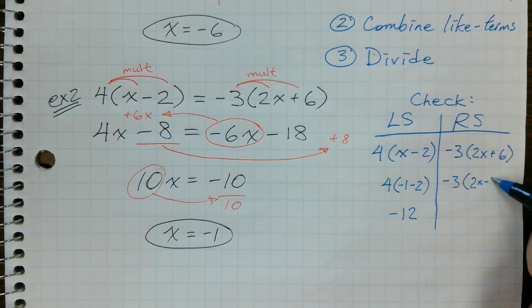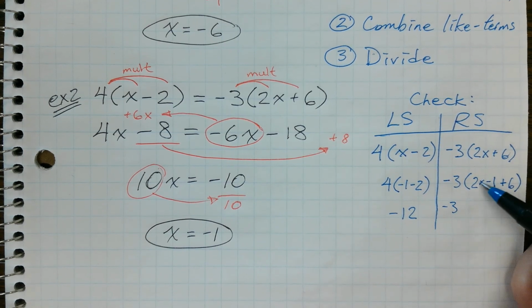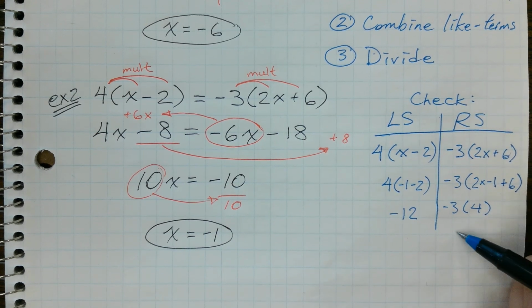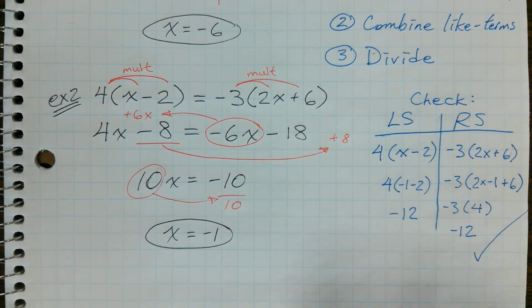2 times negative 1 plus 6. So I get negative 2 plus 6, which is 4. So negative 3 times 4, negative 12. Yeah, left side equals right side. I know my answer is correct.